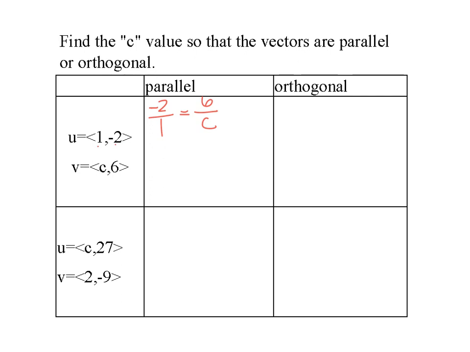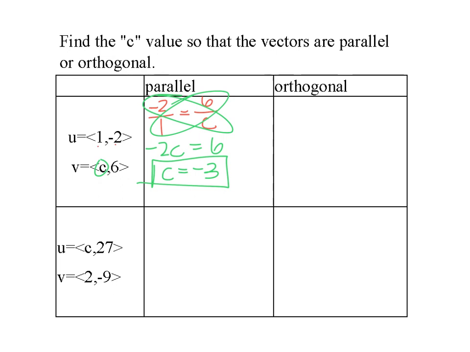So then from here, we would want to cross multiply. So negative 2c is going to equal 1 times 6, which is 6. Then solve, divide by negative 2, you get c equals negative 3. So if this component here was negative 3, these would be parallel.